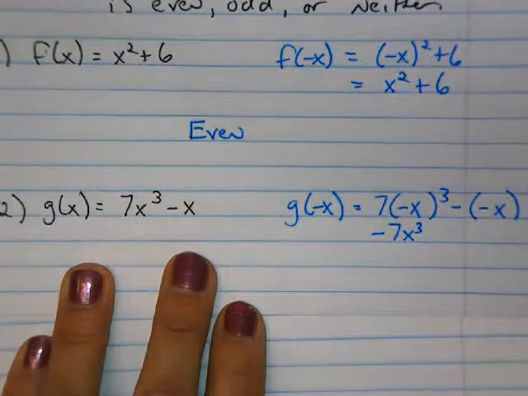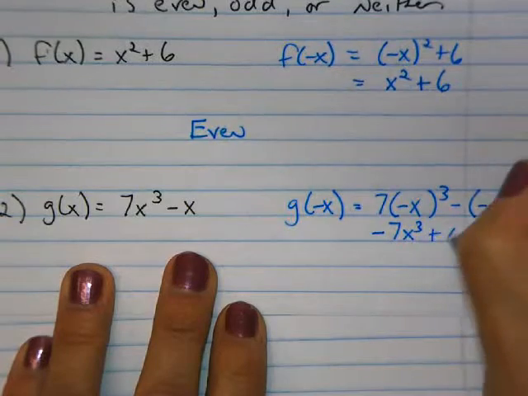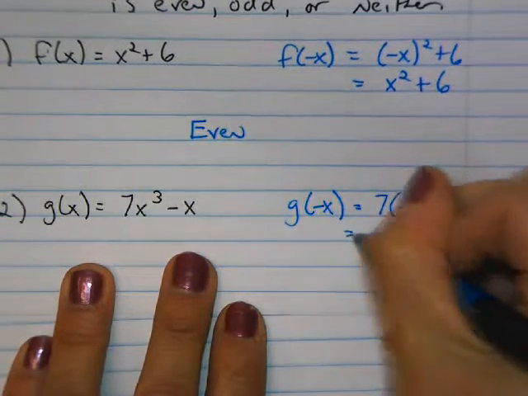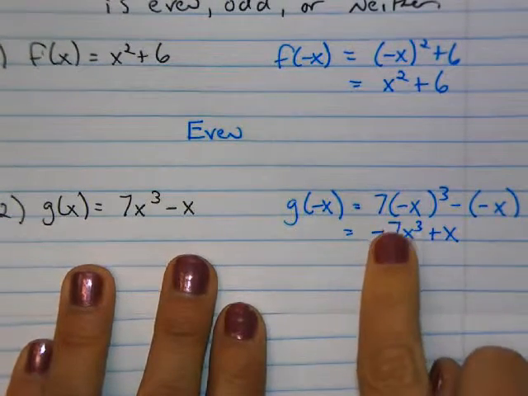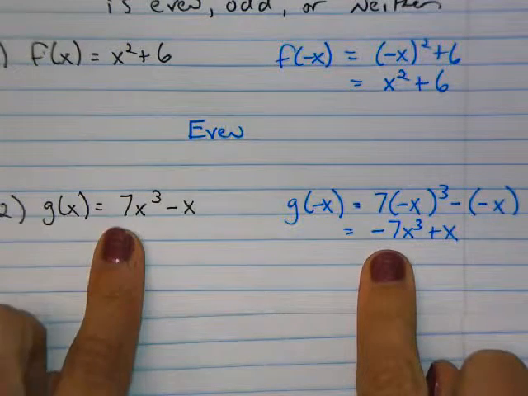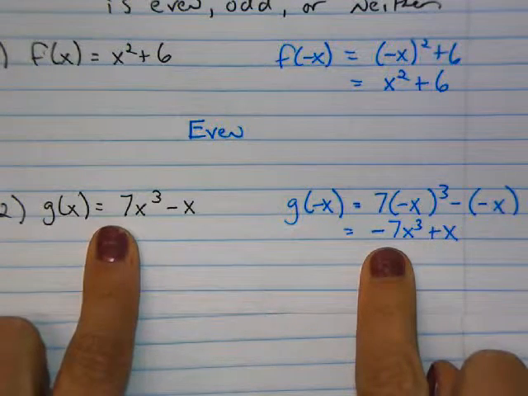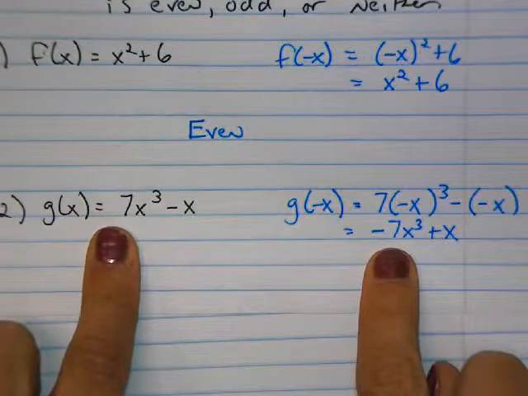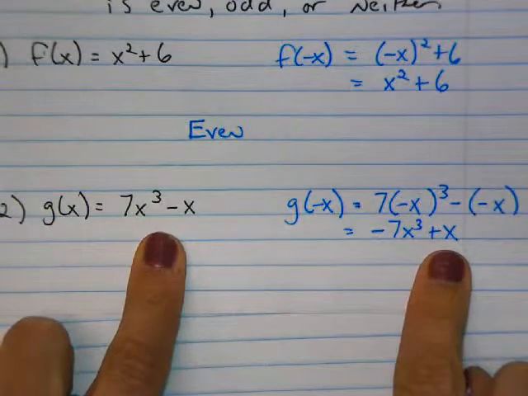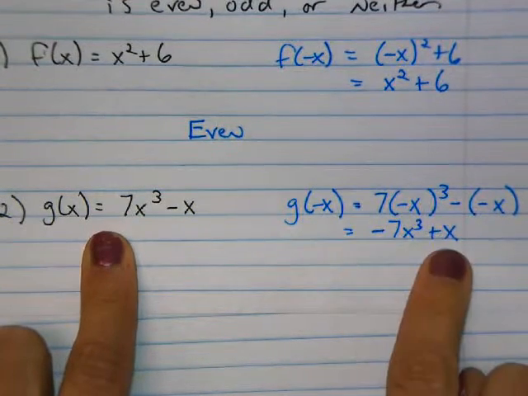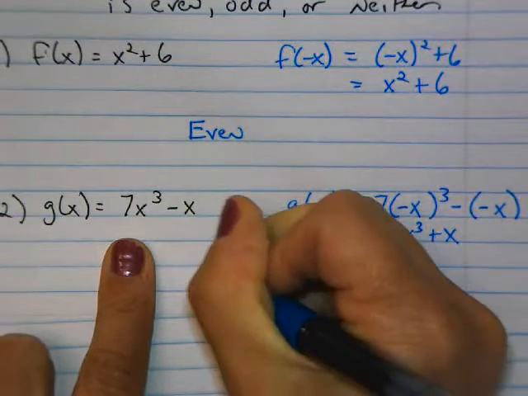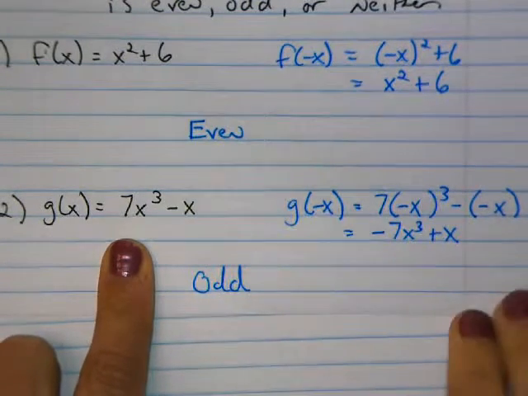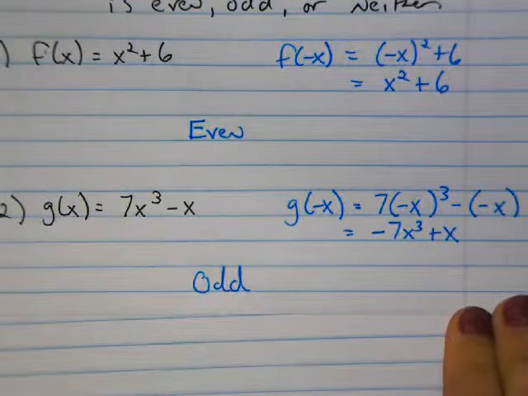Now again, I want to look at my g of negative x and g of x and compare my signs. So a positive 7 became a negative 7, a negative x became a positive x. So both signs switched. So this is an odd function. Okay?